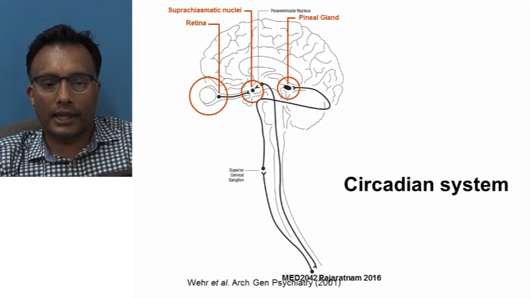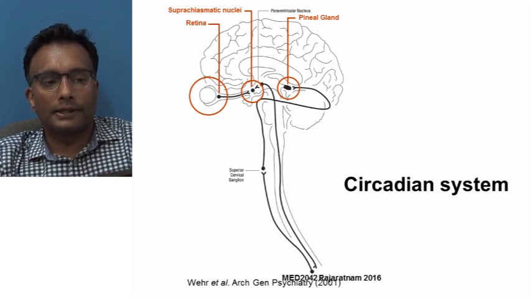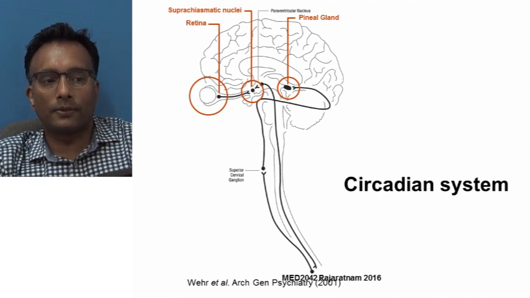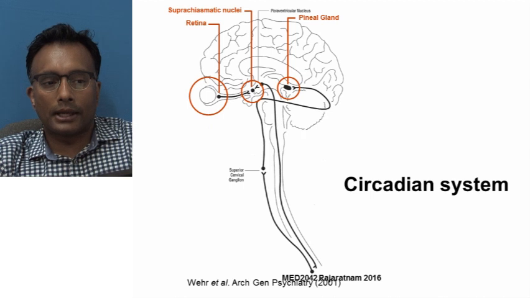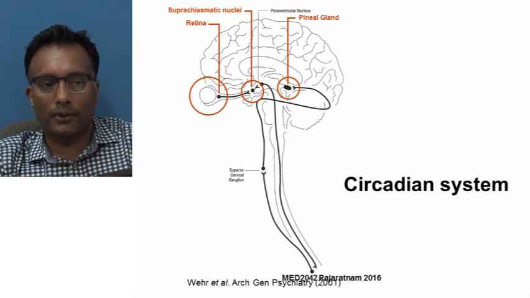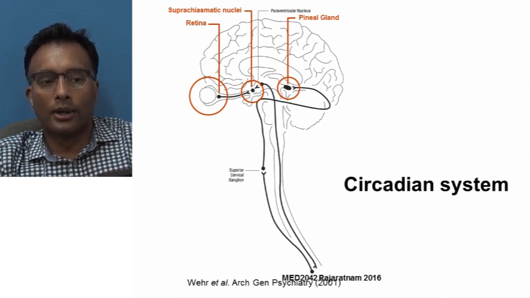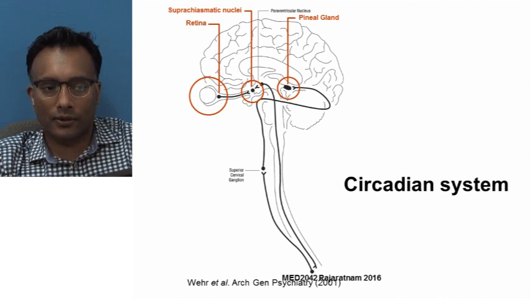So we know that the circadian timing system consists of retinal input of light information to the suprachiasmatic nuclei of the hypothalamus, and this master pacemaker is responsible for generating timing information throughout the body, and one of its core outputs is this multi-synaptic pathway to the pineal gland, where it regulates the timing of melatonin synthesis.